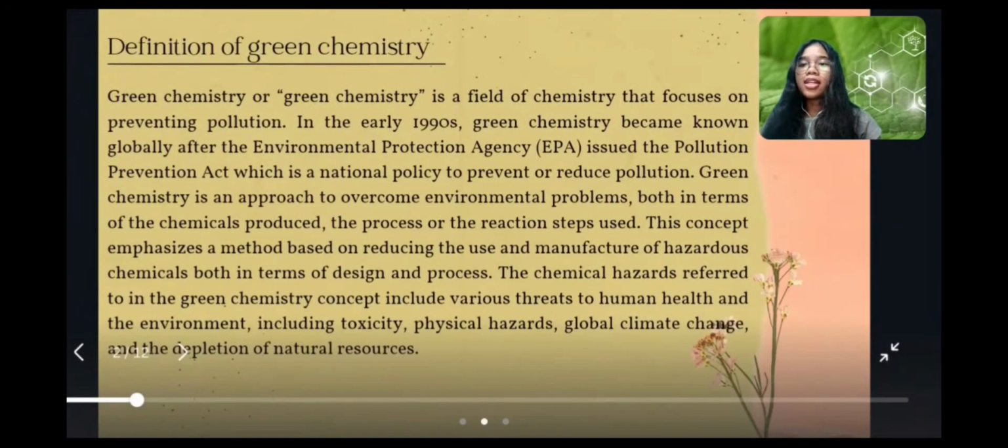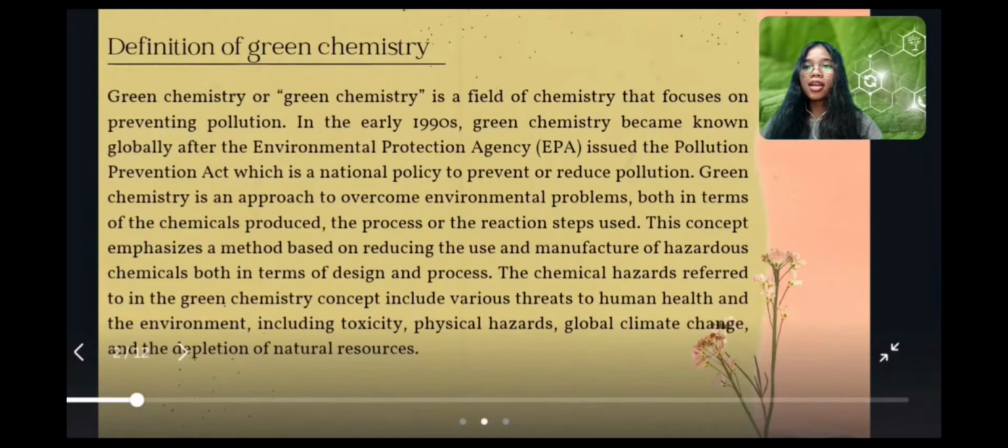Definition of green chemistry. Green chemistry is a field of chemistry that focuses on preventing pollution. In the early 1990s, green chemistry became known globally after the Environmental Protection Agency (EPA) issued the Pollution Prevention Act, which is a national policy to prevent or reduce pollution.